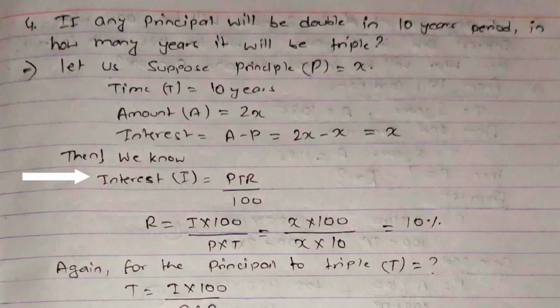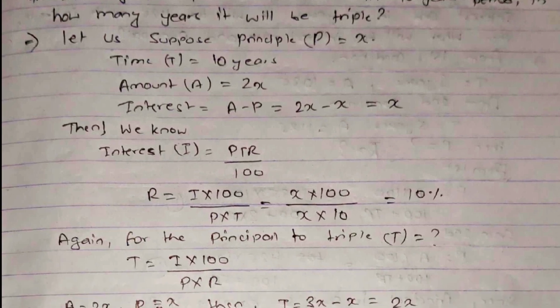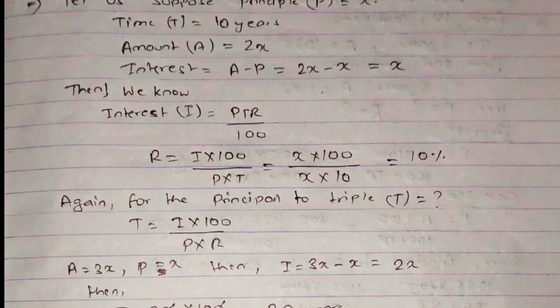Now calculating the interest rate, we know the formula: interest is equal to PTR by 100. From there we can calculate the rate to be R is equal to I into 100 divided by P into T. We have calculated the interest to be x, times 100, divided by P into T. P is x and time is given as 10 years, which gives 10%. So we have calculated the rate from the first expression to be 10%.